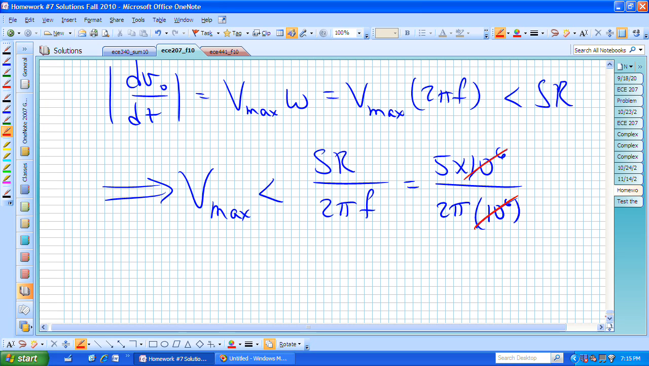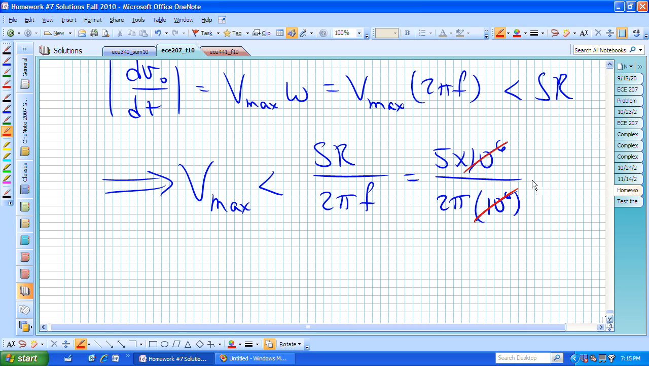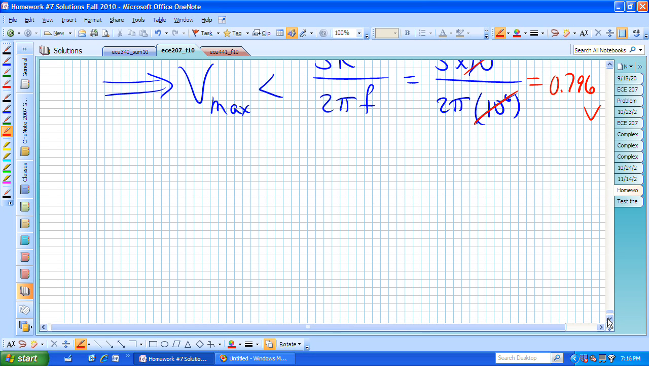and now we have basically 5 divided by 6, or if we do the more precise computation, that ends up being not 80%, but 0.796 volts for our maximum output voltage. And that's what we could expect for the peak amplitude in our output waveform when we were pushing to go to 1 megahertz for our input sinusoid, but it would be restricted to be less than 0.8 of a volt, or 0.796 volts.